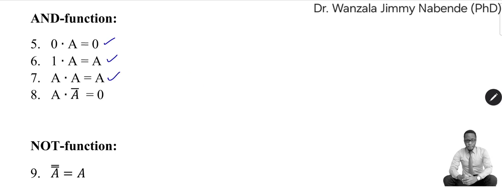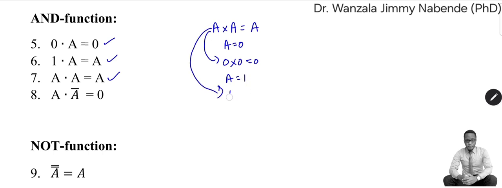The seventh, A times A is equal to A. If A is 0, then 0 times 0 we get 0. If A is 1, then 1 times 1 we get 1. So whatever you have here is what you get here.